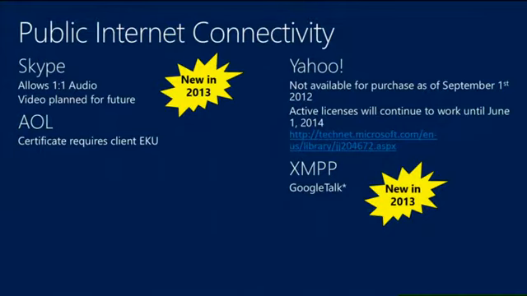XMPP, I already mentioned that. You can do federation with XMPP. You just need to enable the functionality in your environment. You need to open a few additional ports on your perimeter network, and then you can just add these contacts. Microsoft has validated the functionality with Google Talk, so we know that works, you can do that.